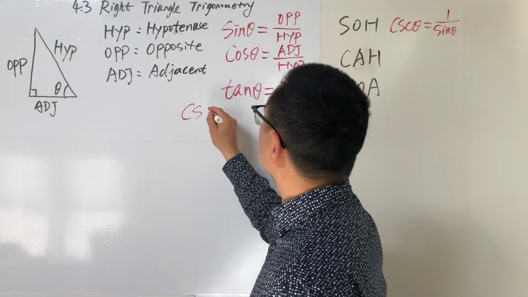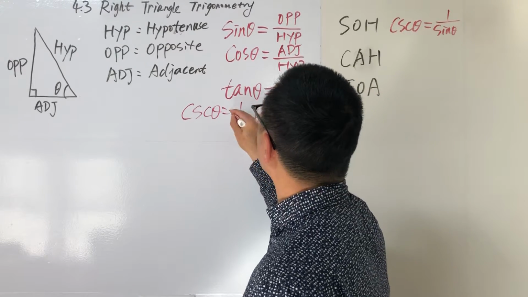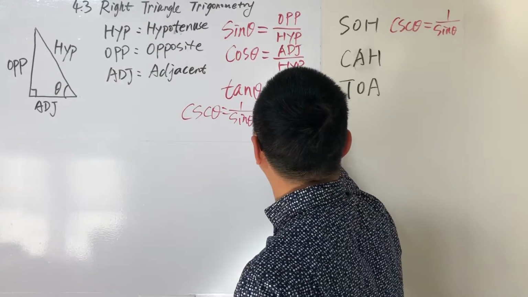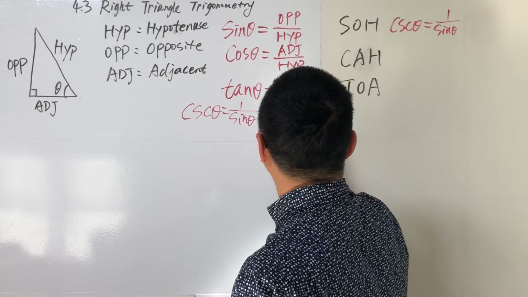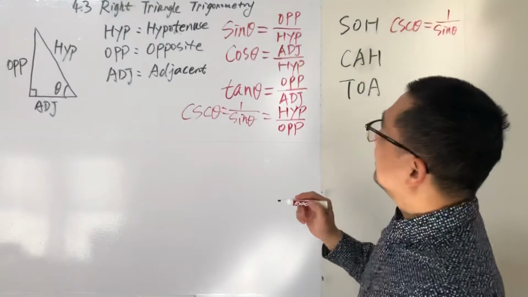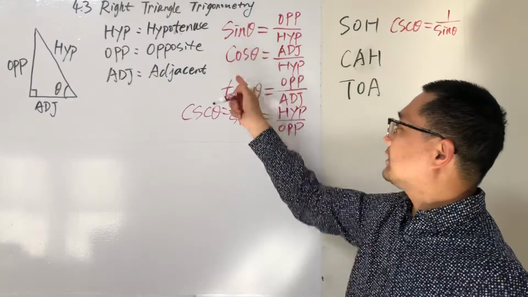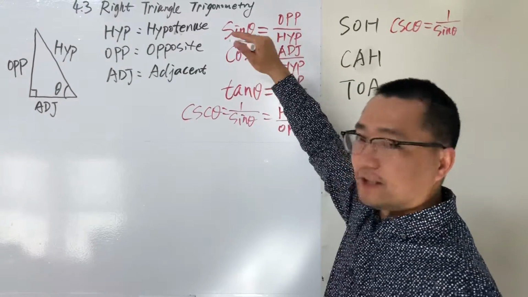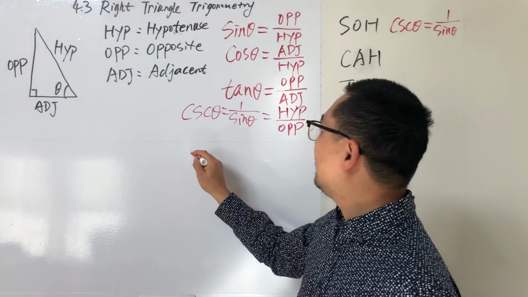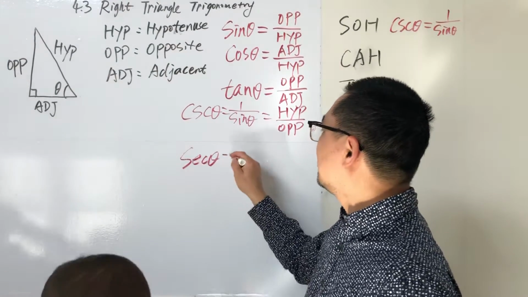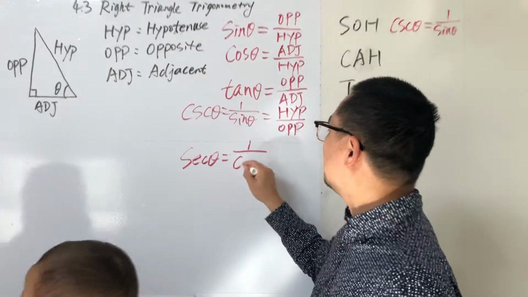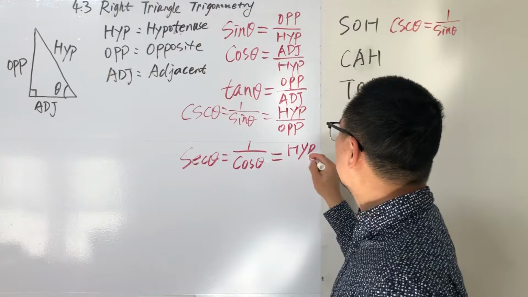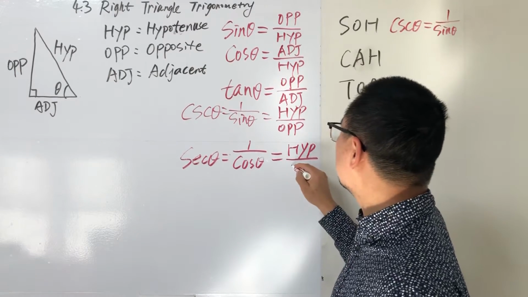Cosecant is 1 over sine, so that means it is hypotenuse over opposite. Okay? So if you know the sine, cosine, tangent, you already know the other three. See, because cosecant is the reciprocal of sine, and also secant is the reciprocal of cosine. So that means it's hypotenuse over adjacent.